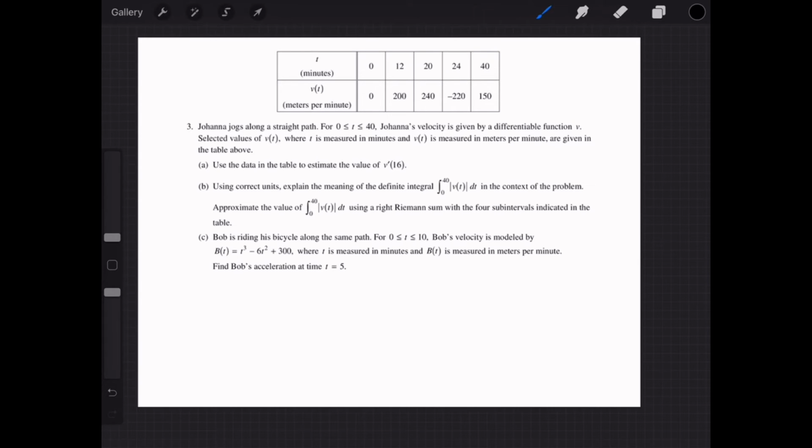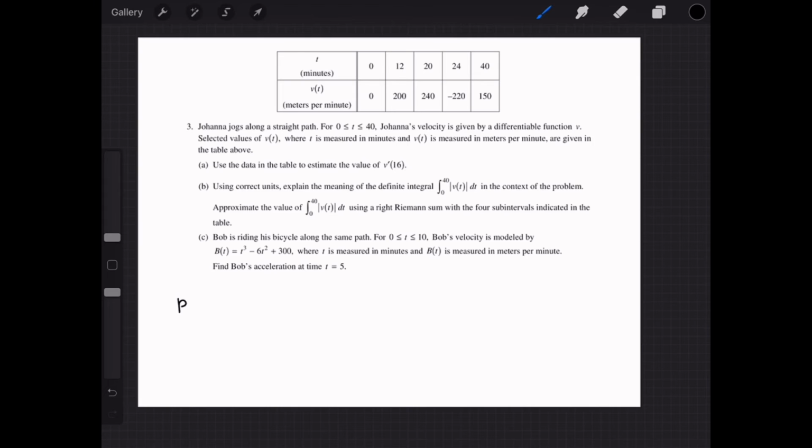Bob is riding his bicycle along the same path. For t greater than or equal to 0 and less than or equal to 10, Bob's velocity is modeled by b of t equals t cubed minus 6t squared plus 300, where t is measured in minutes and b of t is measured in meters per minute. Find Bob's acceleration at time t equals 5. Based on the model B from part C, find Bob's average velocity during the interval 0 less than or equal to t less than or equal to 10.